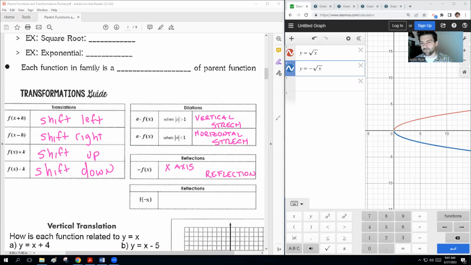Okay, and what if we did it on the inside here? So if I did square root of negative x, that is a y-axis reflection.